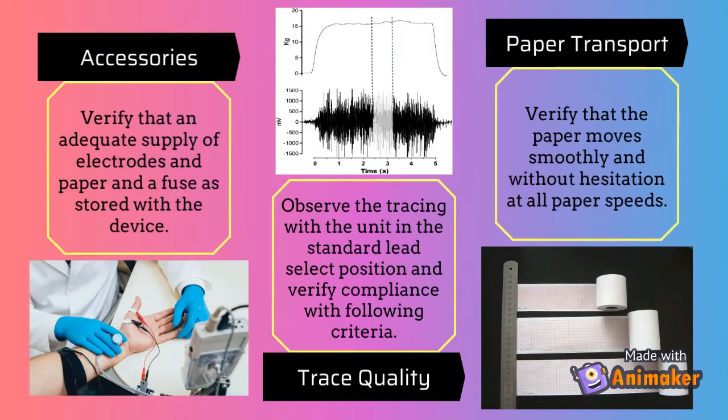13. Accessories. Verify that an adequate supply of electrodes and paper and a fuse is stored with the device. 14. Trace quality. Observe the tracing with the unit in the standard lead select position and verify compliance with the following criteria. 15. Paper transport. Verify that the paper moves smoothly and without hesitation at all paper speeds.